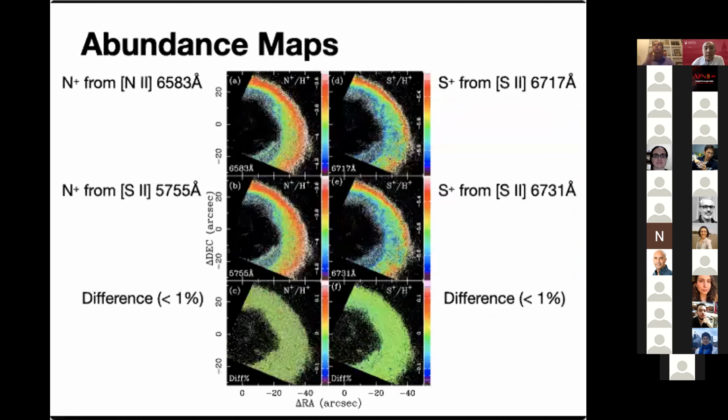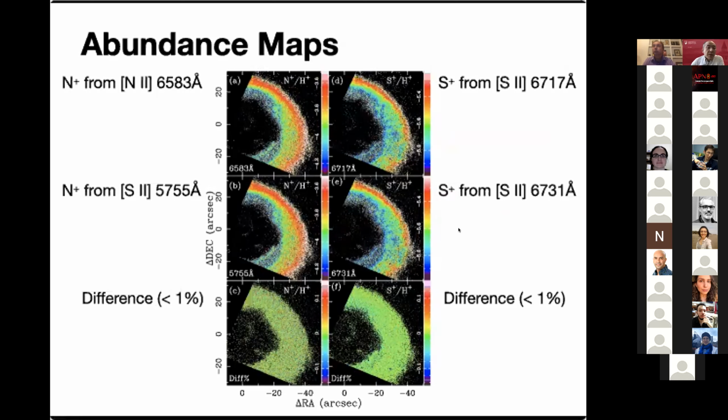And here are the abundance maps. On the left are N plus abundance maps obtained from two different lines. The top one is from 6583, the middle one is 5755, and the bottom one is the difference between the two. On the right you have abundance maps of S plus, obtained from S2 6717 and 6731, and then the difference.